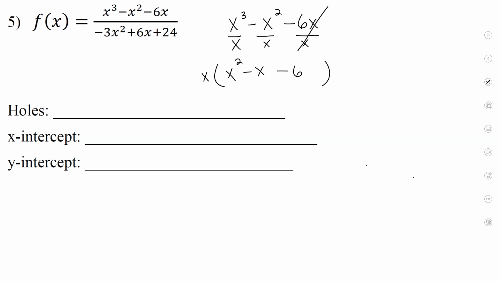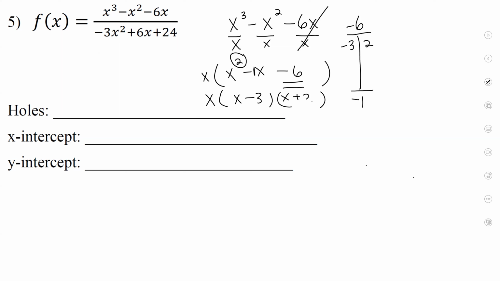Now that I'm here, we can do an eye chart. Whenever you have a squared and a number, you could do an eye chart. So I want 2 numbers that multiply to negative 6, add to negative 1. That's negative 3 and 2. So this will be, still have an x on the outside, but now I'll put x minus 3 and x plus 2. Okay, so we factored the numerator.